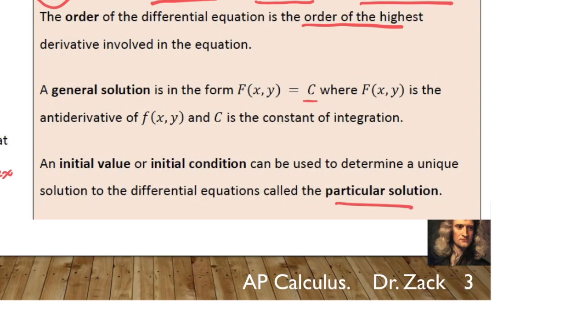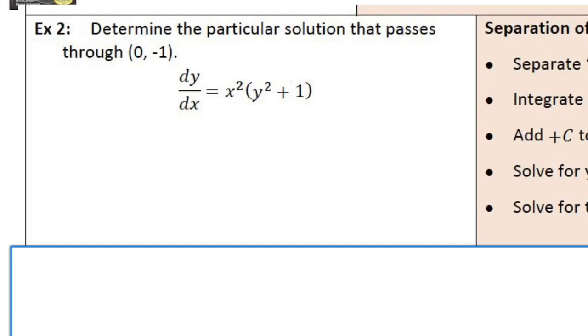an initial value. So for example 2, we're looking for a particular solution passing through our 0, -1. This is a differential equation of order 1 because it has a first derivative. In order to solve this, we're going to use separation of variables, which means we want all the y's on one side and we want all the x values on the other. Now, once we do that, we can integrate both sides of our problem and end up with a lovely answer.